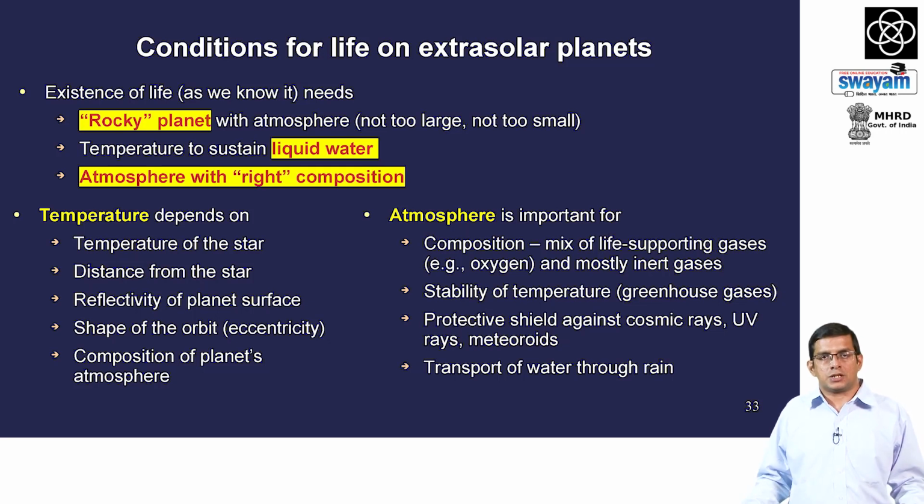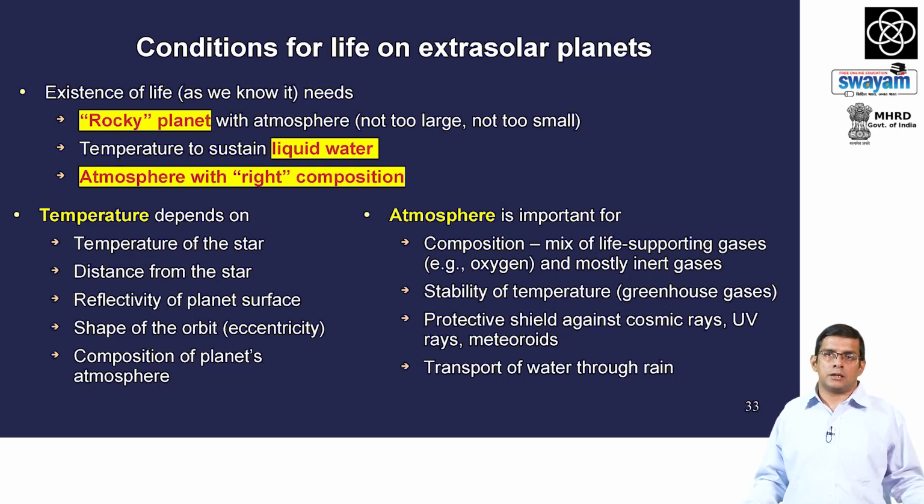Secondly, the temperature has to be suitable, that is, the temperature has to sustain liquid water on the surface of the planet. And thirdly, the atmosphere needs to have the right composition, that is, it needs to have the right kinds of gases that are necessary for life. So, the temperature on the planet depends on the temperature of the star, the distance from the star as we discussed. The other factor is the shape of the orbit or the eccentricity of the orbit.